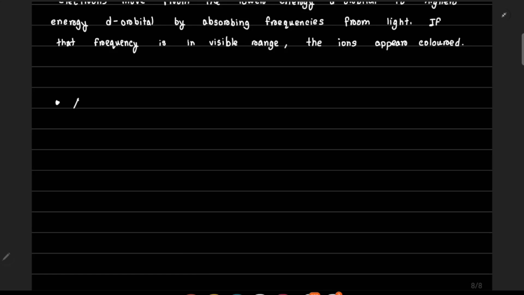And remember the fact that a strong ligand splits the d orbital more than a weaker ligand.